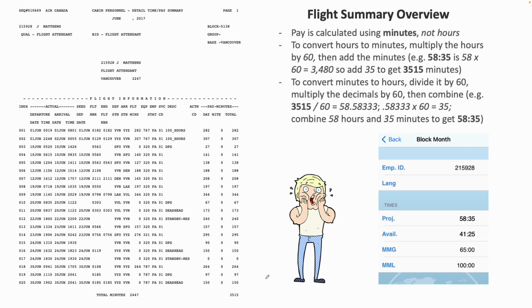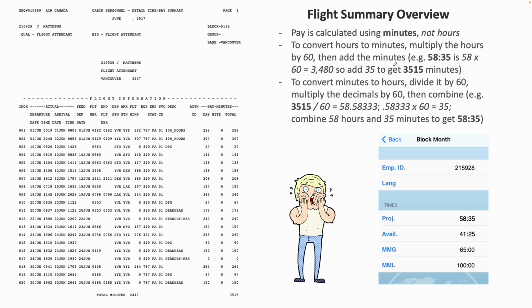So you may have noticed that everything here is written in minutes. Hours have not been used at all. When we look at Globe, we see hours, such as in this month, I had 58 hours and 35 minutes of flying activity. But what do we see in our flight information section? We see minutes. And indeed, pay is calculated using minutes and not hours. That means that we have to convert back and forth between hours and minutes format to just minutes format and vice versa.